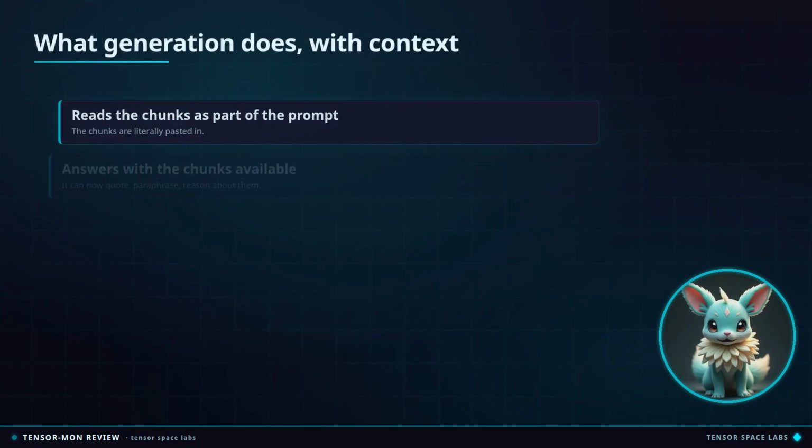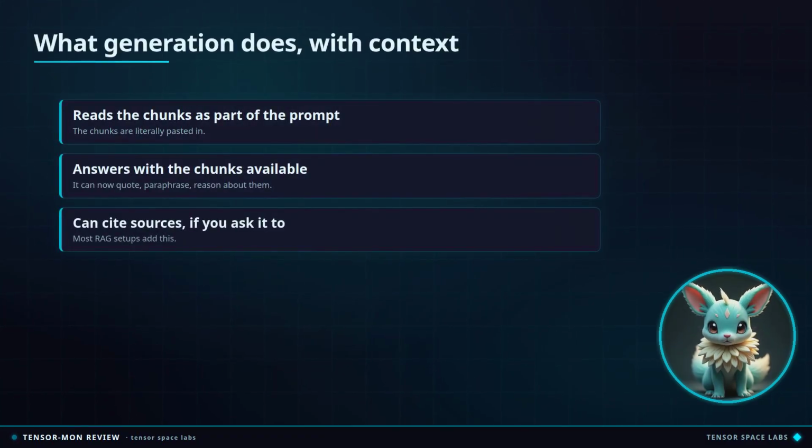What generation does with retrieved context? The chunks are pasted into the prompt alongside your question. The model reads both and writes an answer that uses the chunks. It can quote them, paraphrase them, reason across them. And if you ask, it can cite which chunk each claim came from.